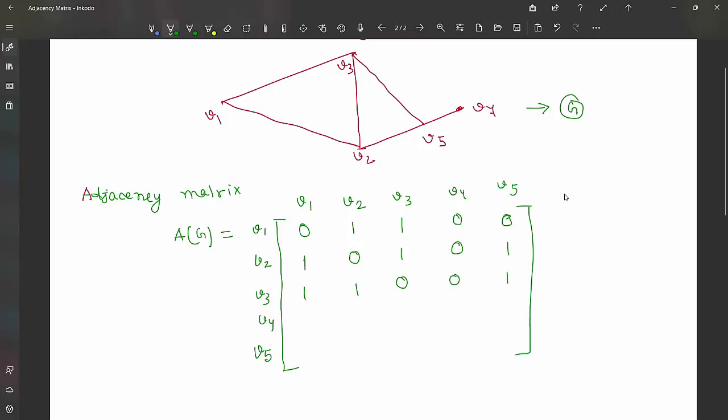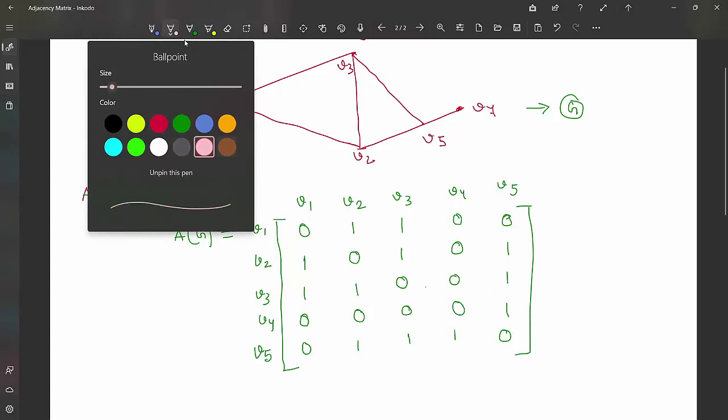Now from v4, v4 to v1 there is no edge, v4 to v2 there is no edge, v4 to v3 there is no edge, v4 to v4 no self loop, no edge, and v4 to v5 there is one edge. Then v5 to v1 there is no edge, v5 to v2 there is one edge, v5 to v3 there is one edge, v5 to v4 there is one edge, and v5 to v5 there is no edge.